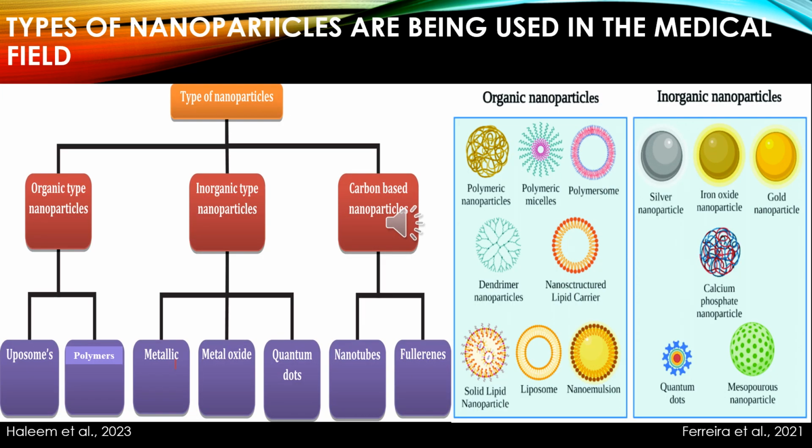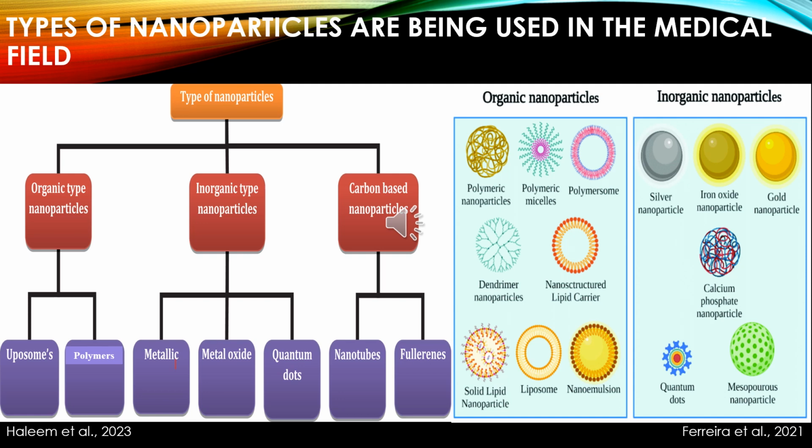What are the different types of nanoparticles being used in the medical field? Nanoparticles are of three different types: organic nanoparticles, inorganic nanoparticles, and carbon-based nanoparticles. Under organic nanoparticles, they are further classified into exosomes and polymers. These use polymeric materials for the development of organic nanoparticles, which include polymeric nanoparticles, polymeric micelles, polymersomes, dendrimers, nanostructured lipid carriers, solid lipid nanoparticles, liposomes, and nanoemulsions.